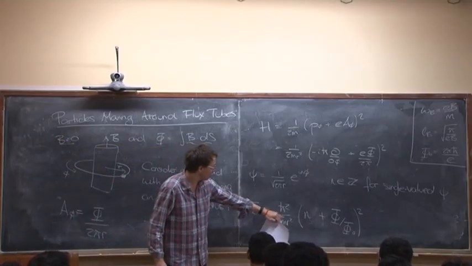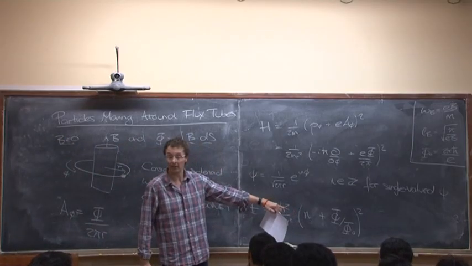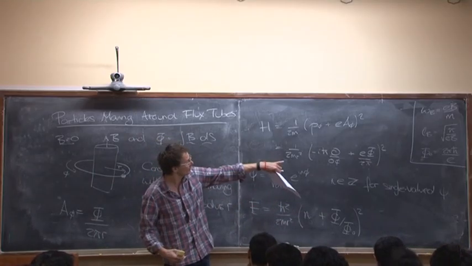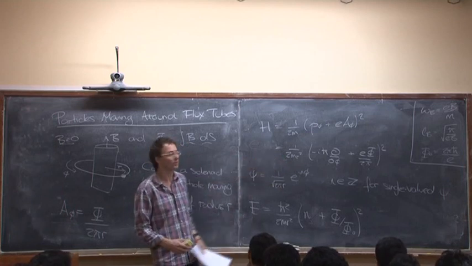So there's some factor up front, and then it's n plus phi divided by phi 0, where phi 0 is the quantum of flux, which is one of these three numbers that's just going to arise over and over again, and is written on the right-hand side.